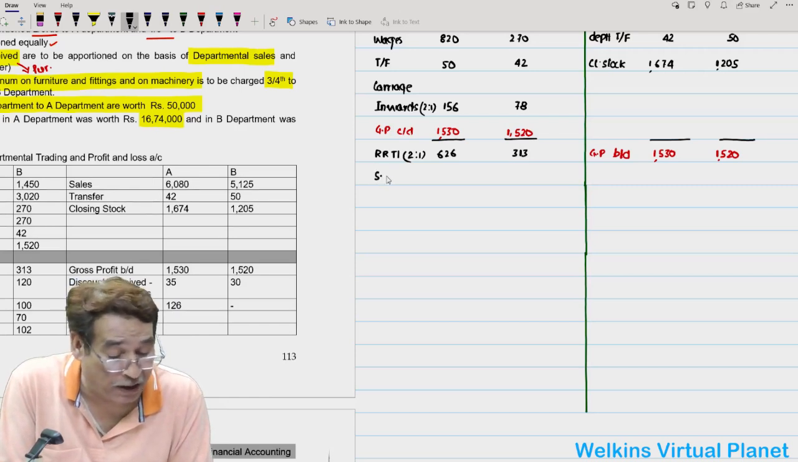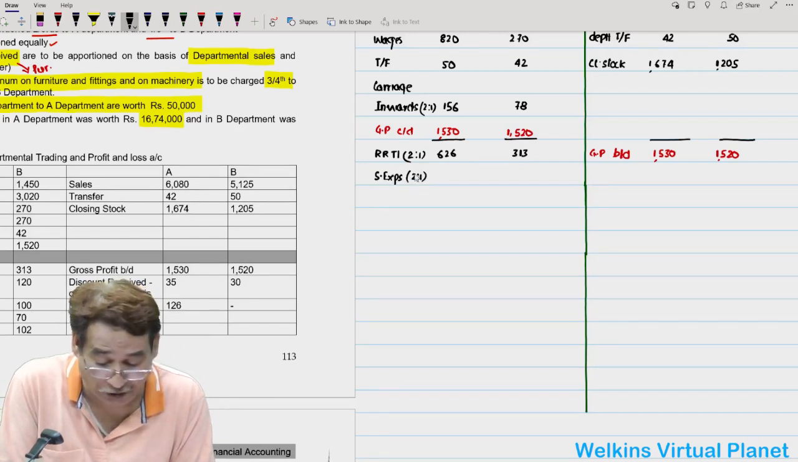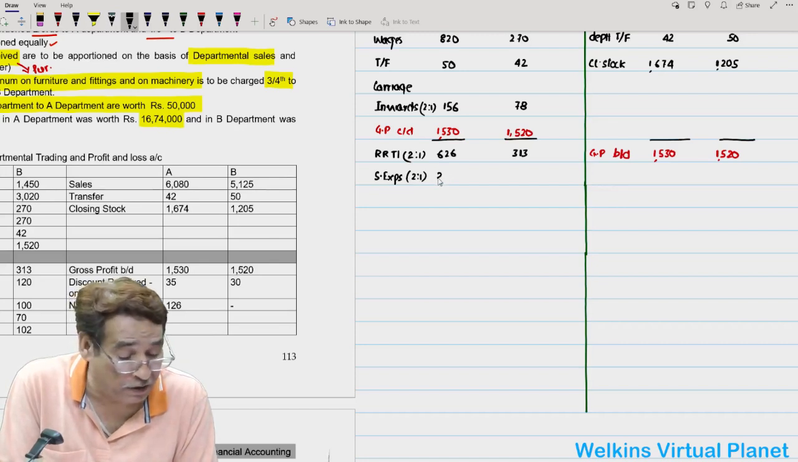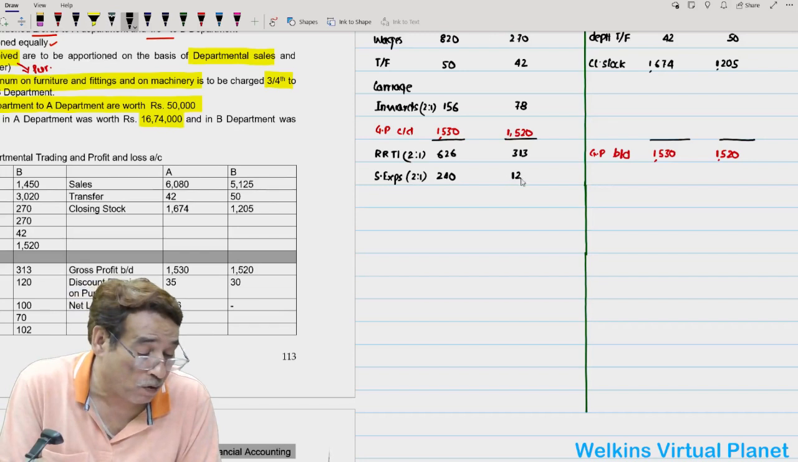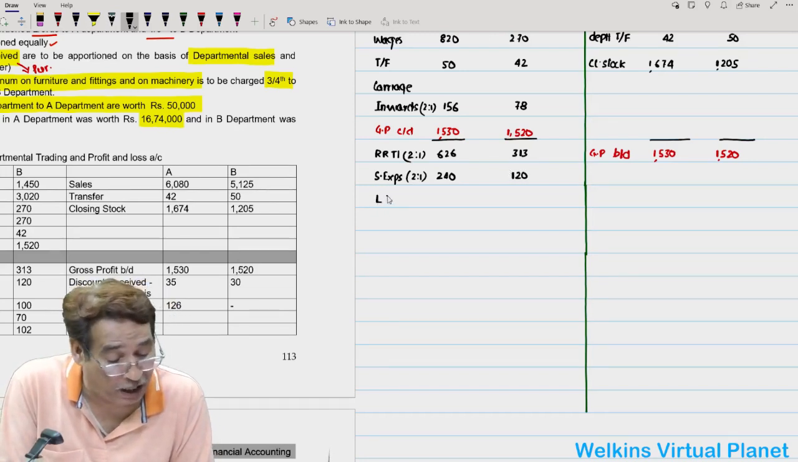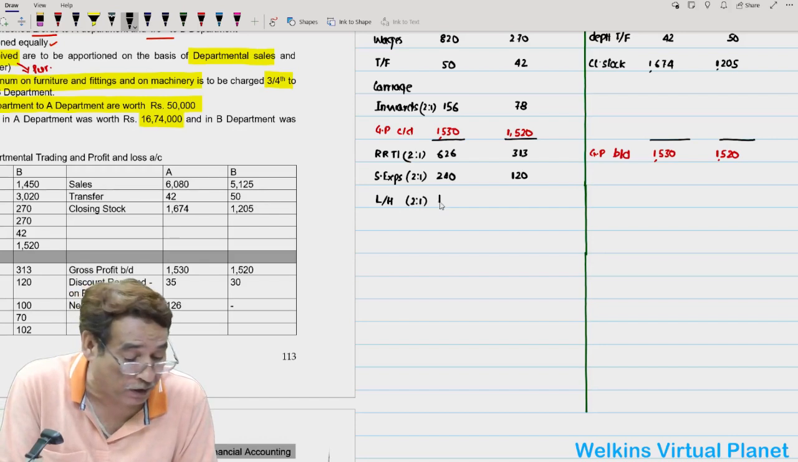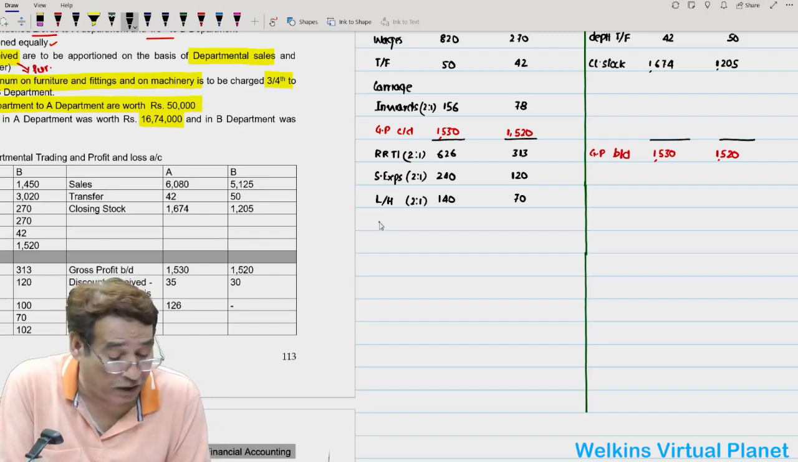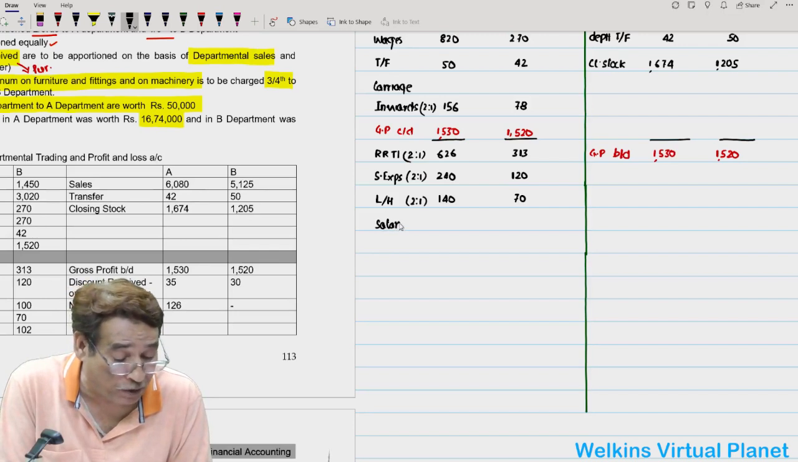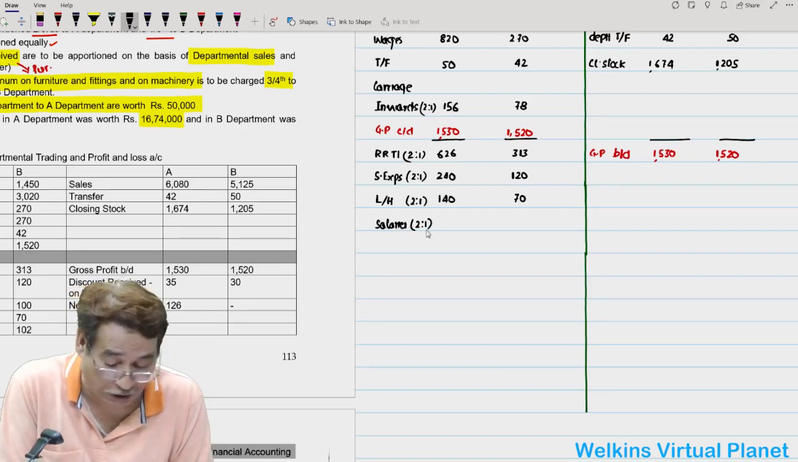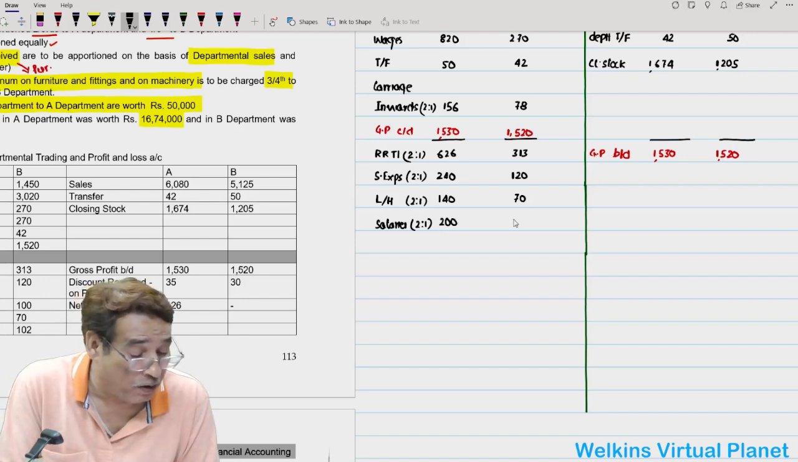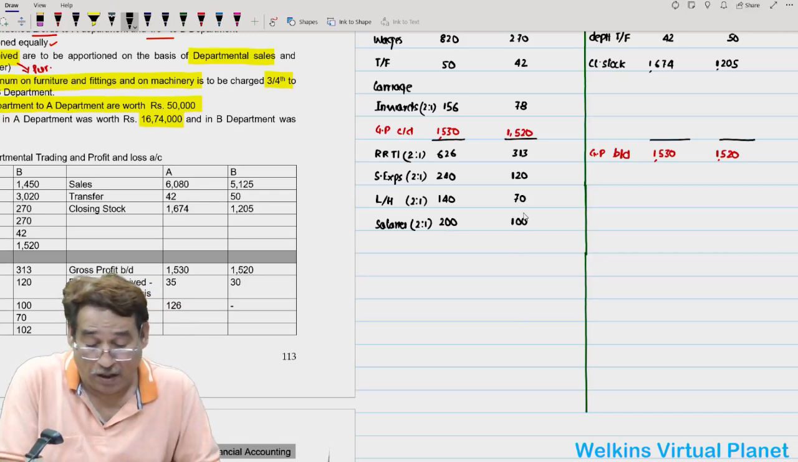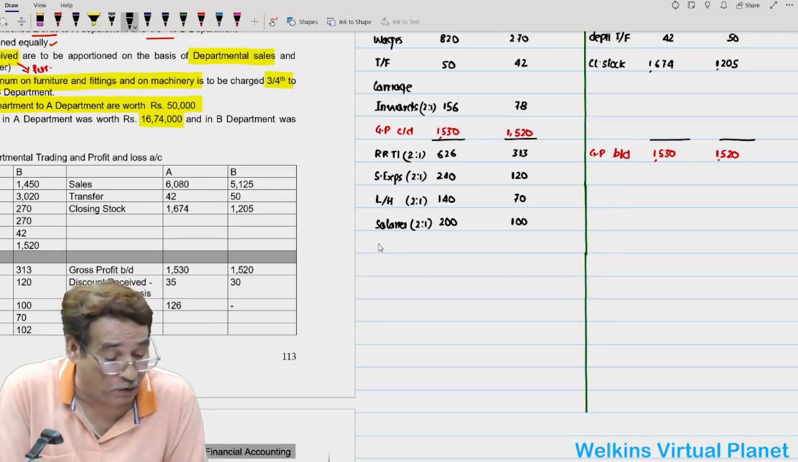Similarly, the next item is sundry expenses. Again, as per information number 2, this expense will have to be divided in the ratio of 2:1. So 360 is equal to 240 and 120. Similarly, we have been given lighting and heating. Again, this will be divided in the ratio of 2:1, that is 210, so 2 by 3, 140 and 70. Then next, we have been given salaries, and as per the information below, even salaries will have to be divided in the ratio of 2:1. So 200 and 100.